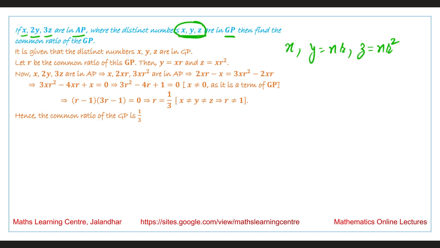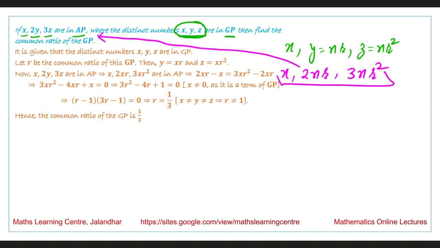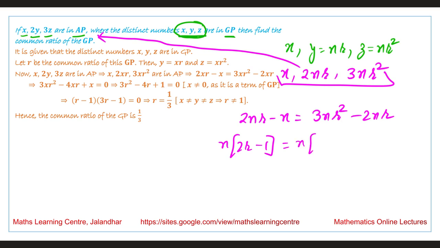Now it is being given that x, 2xr and 3xr square, these three numbers, are in AP. If these are in AP, it means we have 2xr minus x is equal to 3xr square minus 2xr. So one condition we are getting from this is x into 2r minus 1 is equal to x into r into 3r minus 2. These two values are equal to each other.